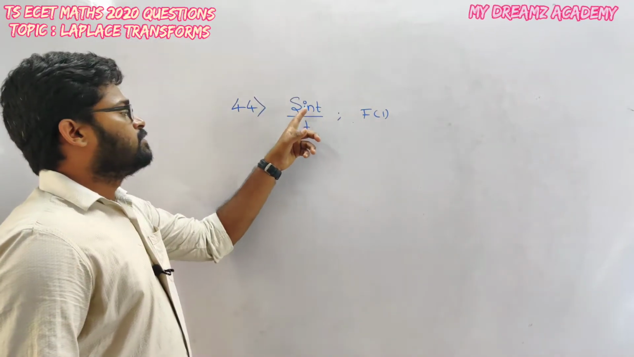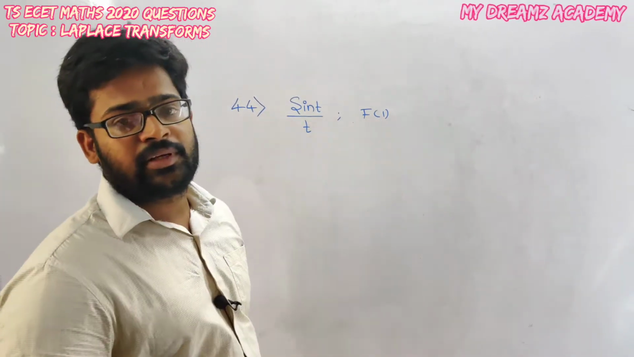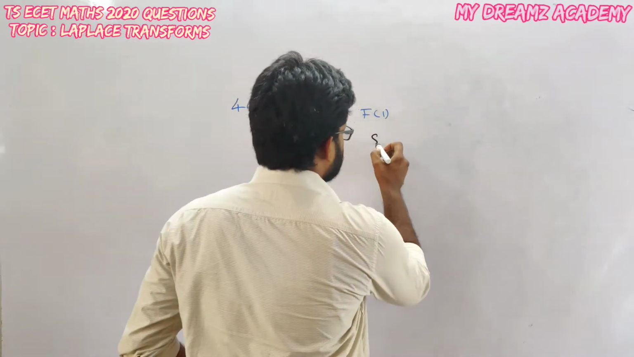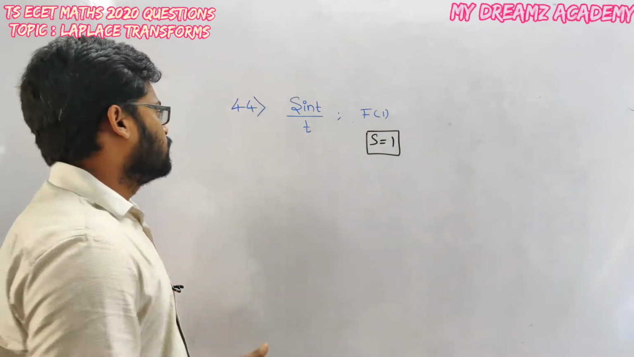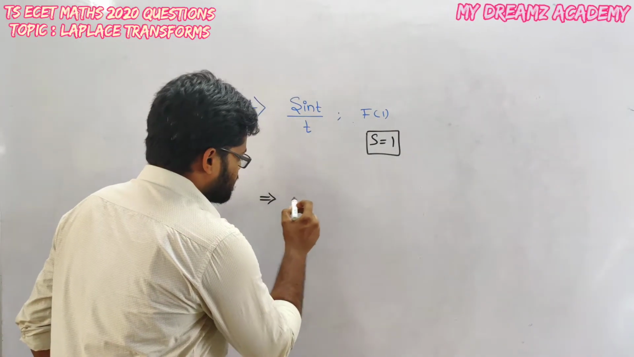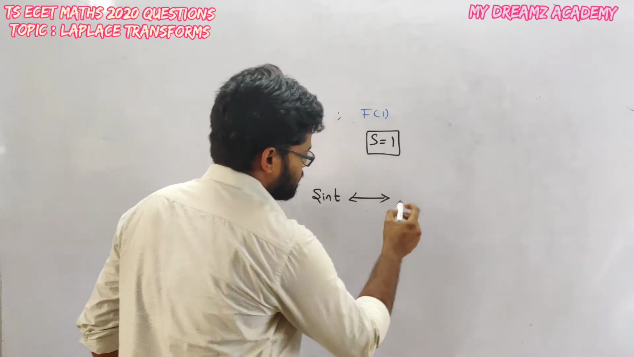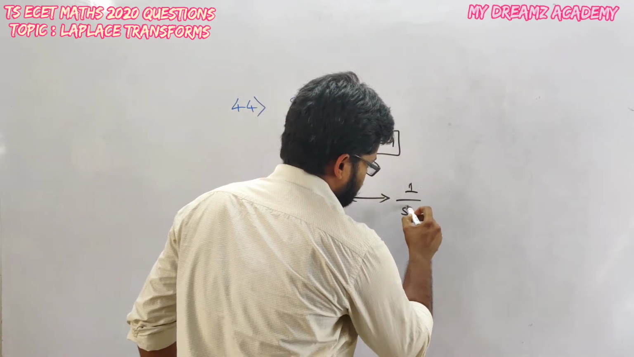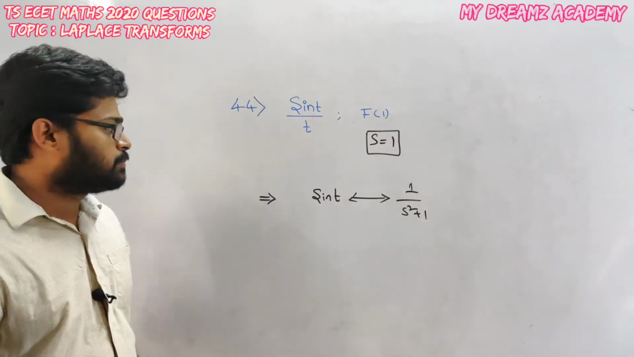f of t is equal to sin t by t. We need to find the Laplace transform, then substitute s equals 1, f of 1. Laplace transform of sin t is 1 by s square plus 1.